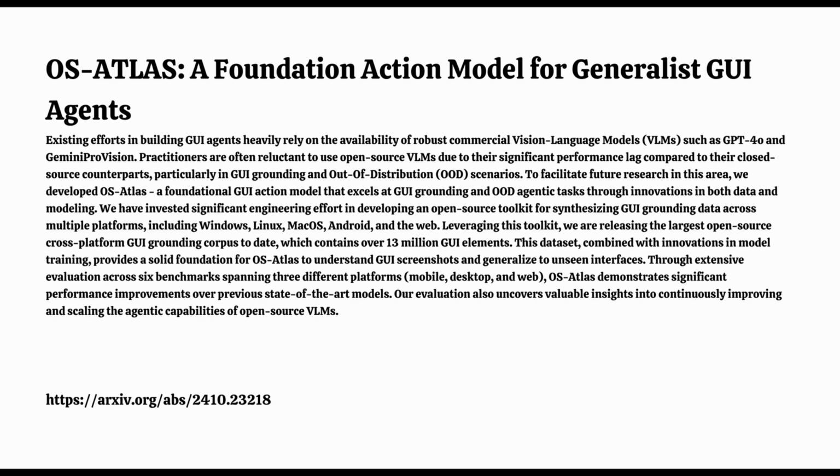They trained OS Atlas on this massive data set of over 13 million GUI elements. 13 million? What does that even mean? So that's buttons, icons, text boxes, menus, everything you see on a screen, from websites to apps to different operating systems, Windows, MacOS, Linux. They basically showed it everything. Wow. So it's like they gave it a crash course in the entire visual language of computers.